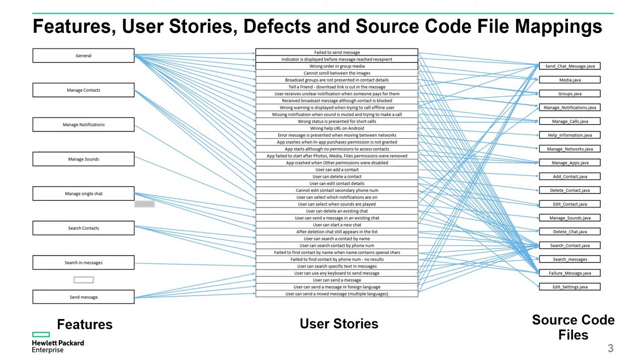So this shows a typical example that you can see. We have features on the left, and for those features, user stories are developed, and developers start creating source code files for implementing the functionality described in user stories and defects. Now let us see the demonstration.